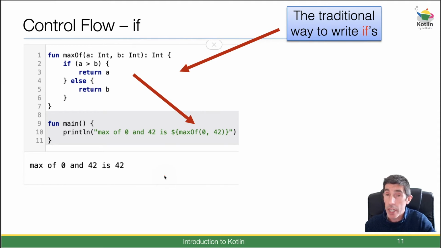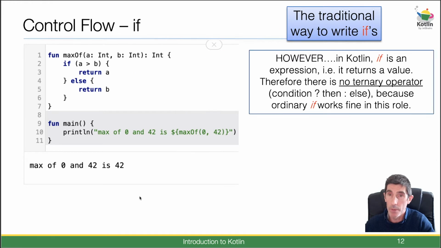Okay, so again, that's what you will be familiar with coming from Java. You can still do it that way in Kotlin, there's no problem at all, but we can actually write these much more concisely, so it's kind of recommended to do it the Kotlin way, which we'll look at in the next couple of slides. However, in Kotlin, if is an expression, i.e. it returns a value. So therefore, there's no ternary operator. If you remember that question mark, whatever it is, with the exclamation mark, this one here. If there were just basically two clauses, your if then else clause, that's actually gone in Kotlin, because the ordinary if works just fine in that particular role.